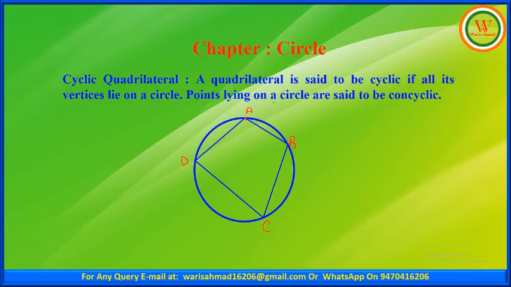And the points lying on a circle, all these points are said to be concyclic because all these 4 points are lying on the circle. Hence, this is termed as concyclic.